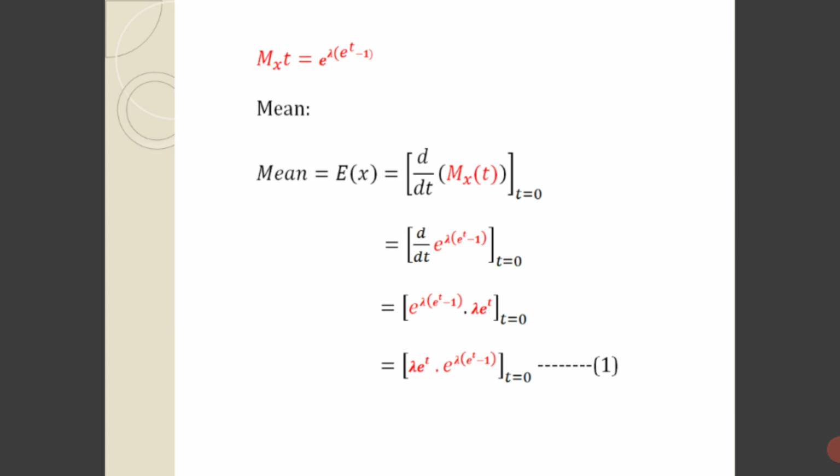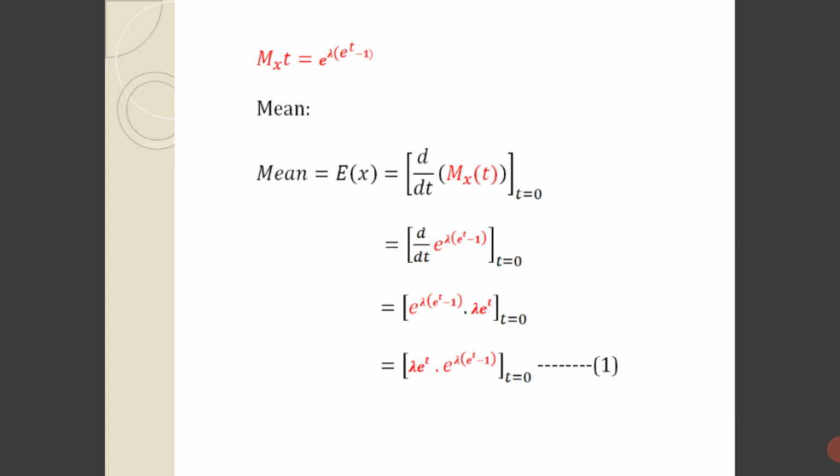Here the M_X(t) answer is e^(λ(e^t − 1)). Now differentiating with respect to t in the moment generating function, and finally putting t equal to 0. Differentiating e^(λ(e^t − 1)) one time, we get the result e^(λ(e^t − 1)) into λe^t.